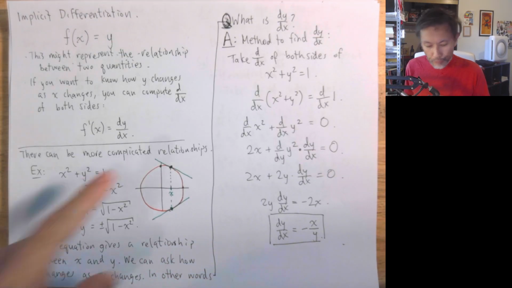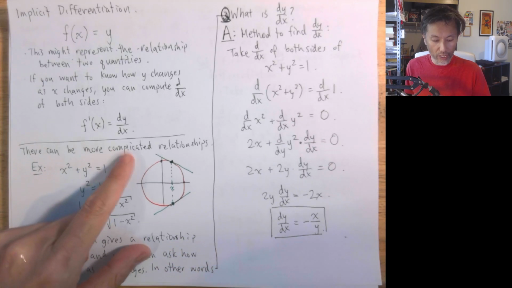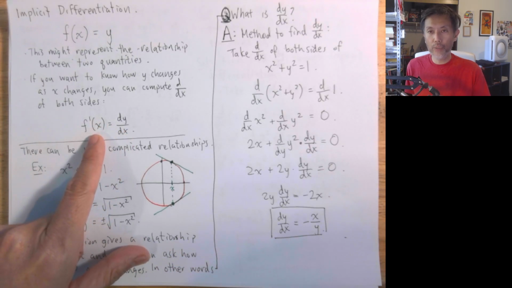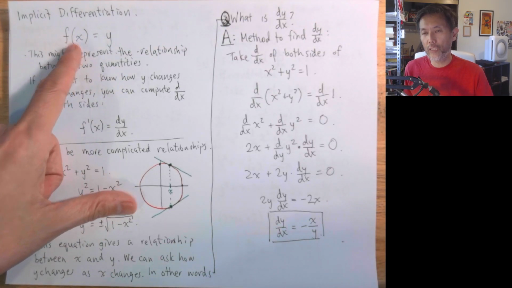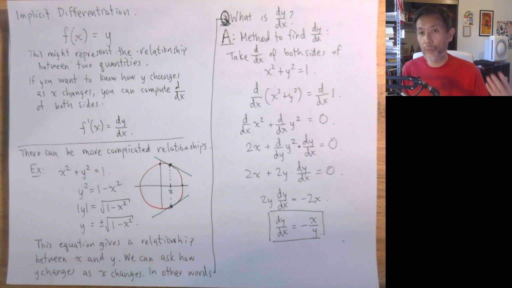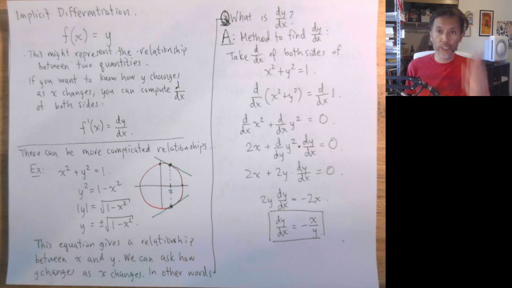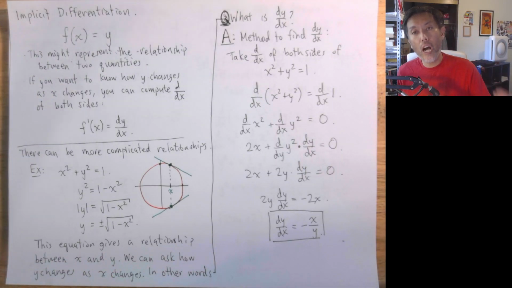And when you establish a relationship like this, it's easy to compute what dy/dx is. It's simply the derivative f prime of x. So if f of x was something like sine of x, then f prime of x would simply be the derivative of sine of x, which, as you know, is cosine of x. But the point is that there can be more complicated relationships.